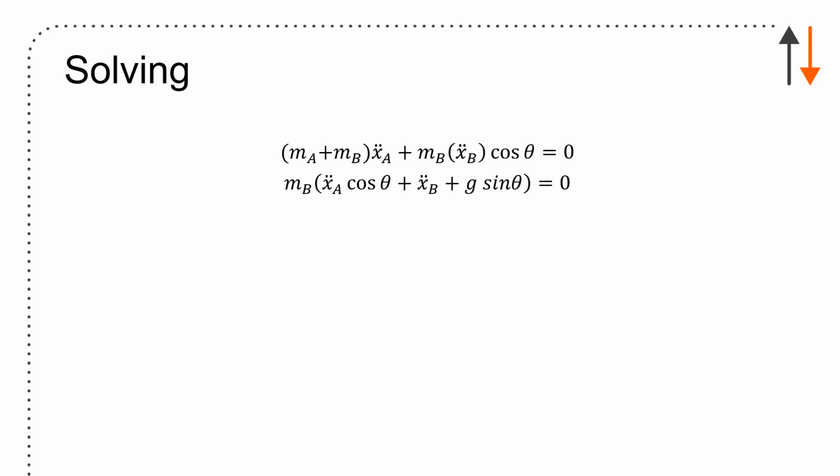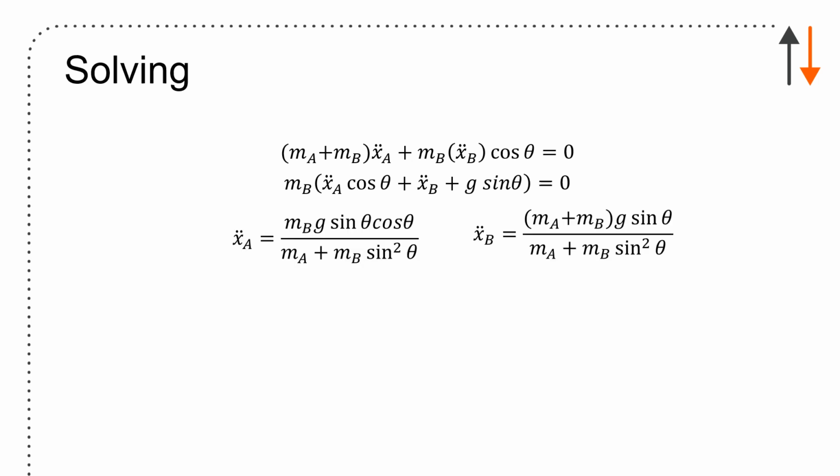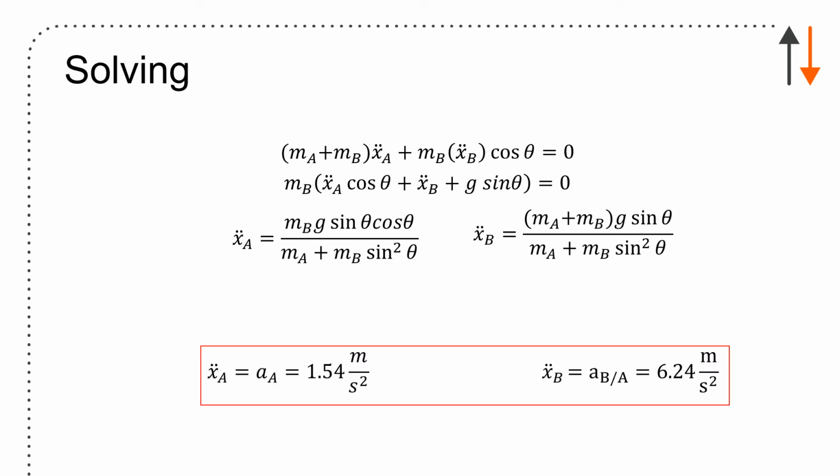So you solve through, you've got these two equations: (ma plus mb) xa double dot plus mb xb double dot cos theta equals 0. The other one is mb xa double dot cos theta plus xb double dot plus g sine theta equals 0. Substituting in terms, manipulating a little bit, I get two results: mb g sine theta cos theta over (ma plus mb sine squared theta), and on the other term I have (ma plus mb) g sine theta over (ma plus mb sine squared theta). Okay, not looking good. Substitute in terms, hey, it looks exactly the same.